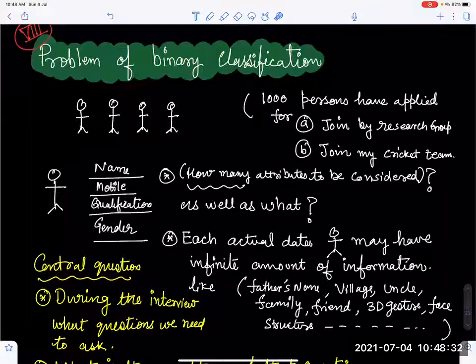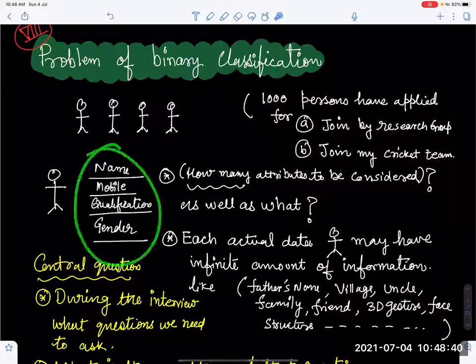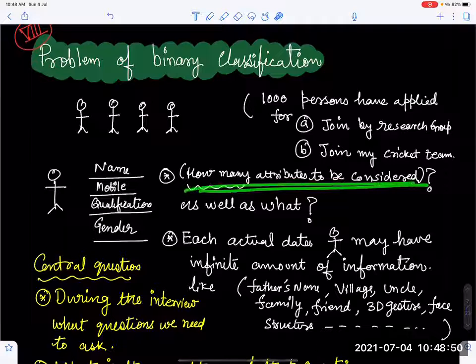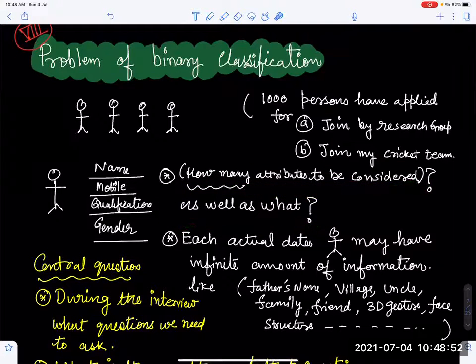When you apply to my research group, I don't ask that many questions in that interview form or written form, whichever you are submitting. We may ask a few questions: name, mobile, qualification, gender. So how many attributes are going to be considered and what are those? They are very important, but they are related to the objective in which I'm interested. Because these things will change.